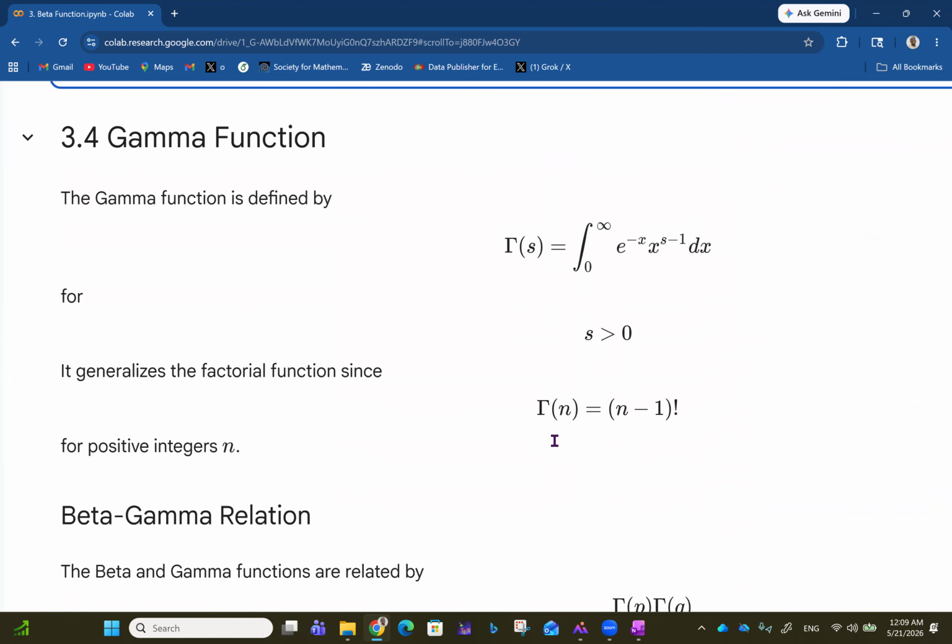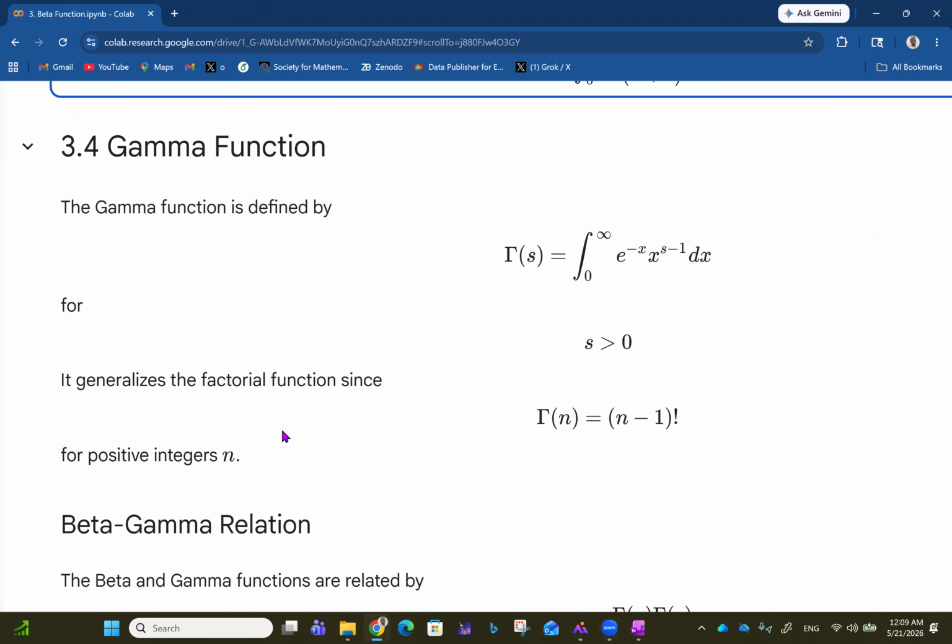Now, let's talk about the gamma function. We're talking about the beta function. The gamma function had been considered in the last video. The gamma function is defined by gamma s, which is the integral from 0 to infinity of e raised to the power minus x, times x raised to the power s minus 1 dx. If you also call it n, whatever. So gamma n is x raised to the power n minus 1, e raised to the power minus x dx. It converges for s greater than 0. It generalizes the factorial function, since gamma n is n minus 1 factorial for positive integers n. So that's the gamma function there.